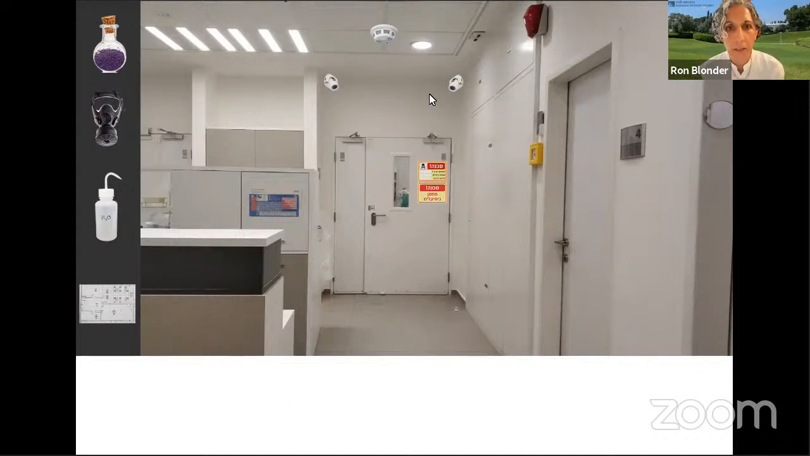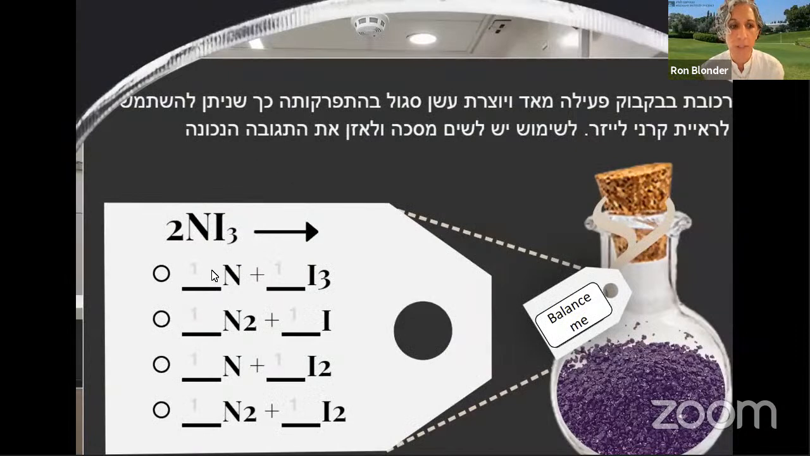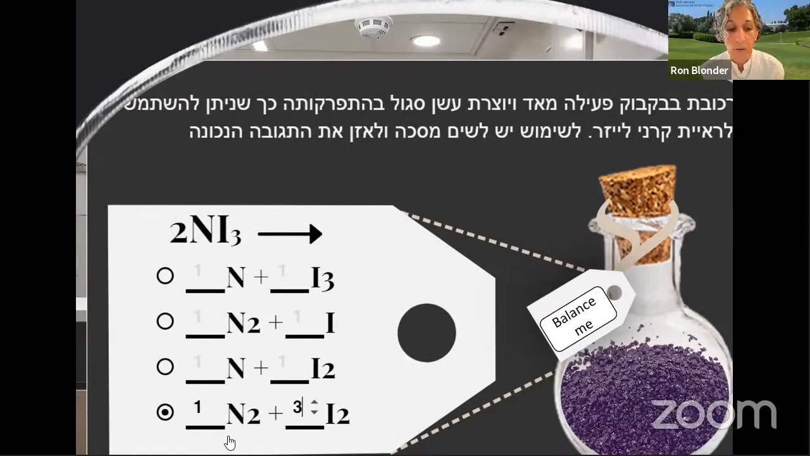So how can we create smoke here? They have several components, several things they can use. They have a gas mask, they have water, they have the map, and they have this compound. Let's see. The compound is nitrogen triiodide. And if they balance this equation correctly, you see, balance me, they realize that nitrogen is created.